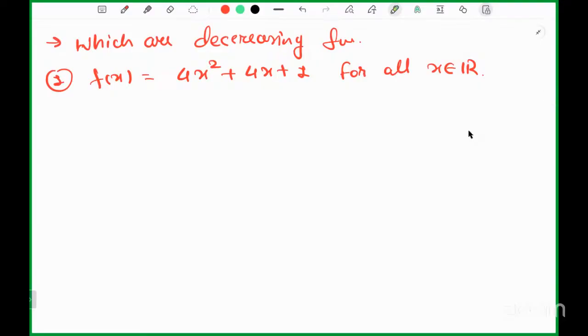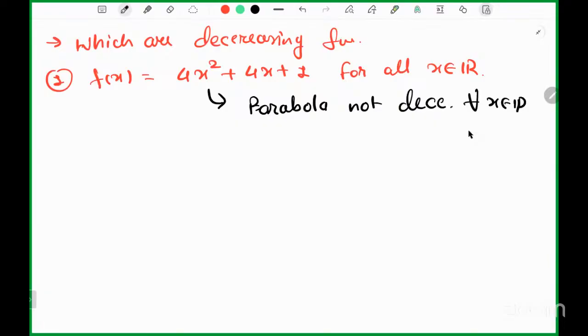No, ma'am. Right, because it's an upward parabola, so you can easily draw the graph. It is decreasing from minus infinity up to the vertex, and then it's increasing. Obviously, it's not an entirely decreasing graph, because of the parabola. So it's not decreasing for all x belongs to real numbers.